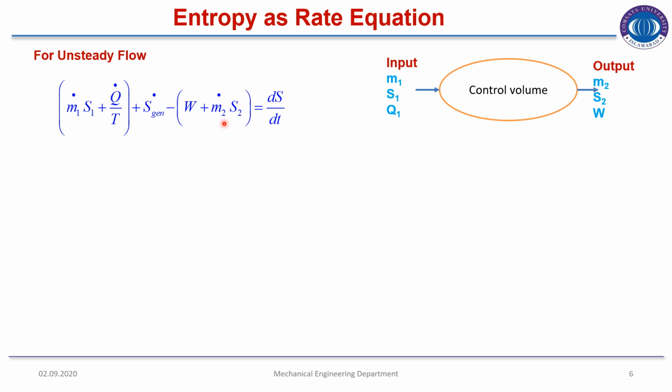So when they both multiply, they have the units of kilojoule per Kelvin. And dS/dt is the rate of entropy that is accumulated within the control volume due to the accumulation of mass within the control volume due to unsteady flow.